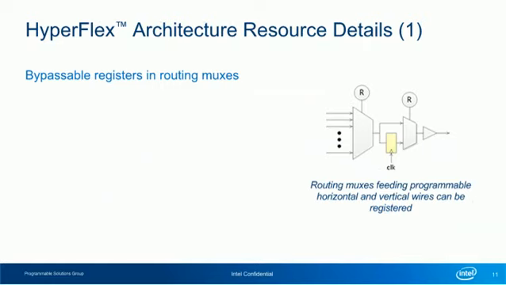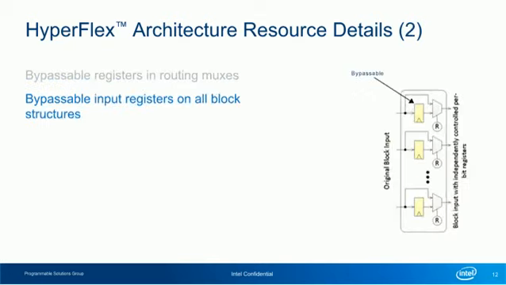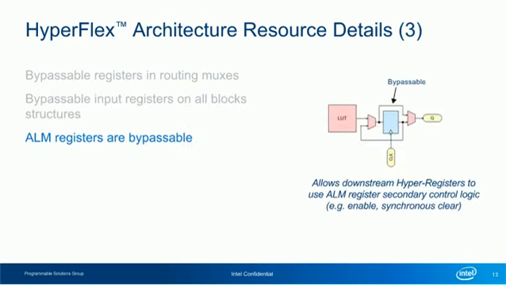The HyperFlex architecture addresses these issues by providing registers everywhere. There are bypassable hyperregisters in the routing muxes. This means that as a signal moves between any row and column resources, there is an option to register or not register that signal. There are bypassable hyperregisters on the inputs to all block structures. For example, ALM lookup tables, ALM registers, multiplier blocks, and memory blocks. And all of the individual ALM registers are bypassable.